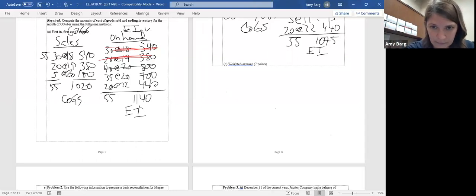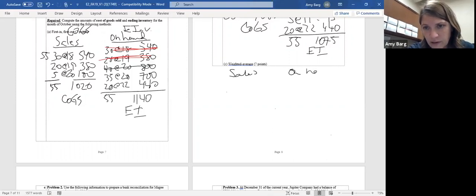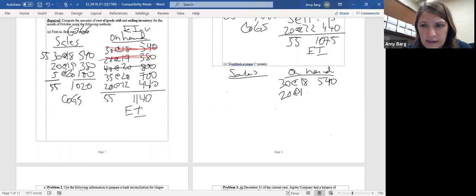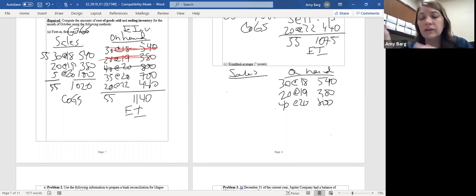So we set it up the same way. We have our sales, we have our on hand, and it looks the same to start. We have 30 units at 18, and they are worth 540. We have 20 units at 19, and they're worth 380. We have 40 units at 20, and they're worth 800. But like I said, we don't care which ones were 18, which ones are 19, which ones are 20. We threw them all together.